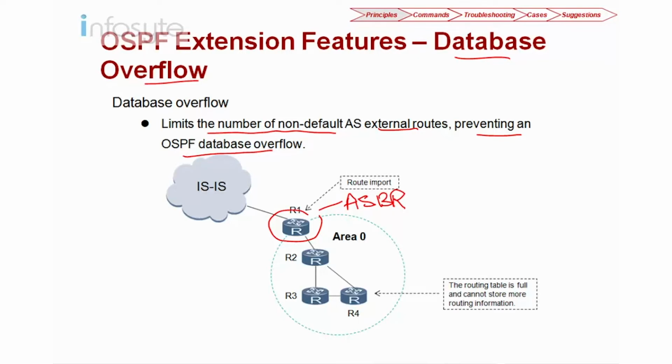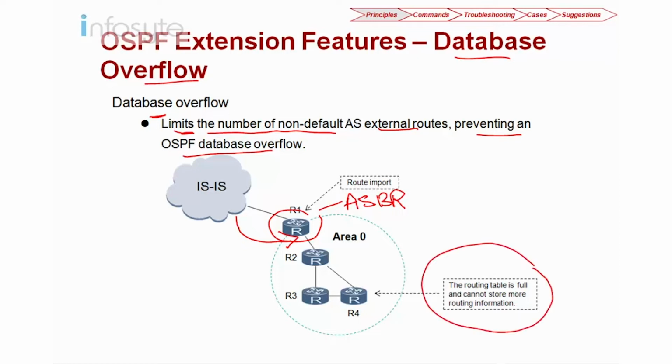It means that when ISIS routes come to me, they might generate a lot of route information, but it's non-default AS external routes. They come from the other routing protocol, so they might not all be useful. All the routes that are sent from ISIS to OSPF might not all be useful. In this case, I can set the limit of my LSDB database, so the routing table is not full and unable to store more information.